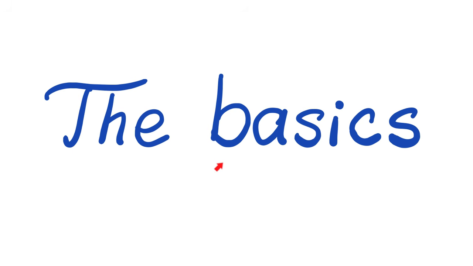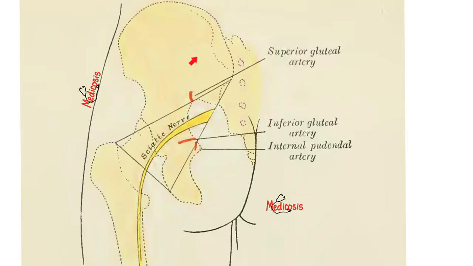First, the basics, the non-negotiables, the extremely fundamental facts that you cannot afford to make mistakes on. Look at this. This is a posterior view of the left buttock. This is the hip bone, this is the femur bone, this is the hip joint. This foramen right here is the greater sciatic foramen. Greater sciatic. What do you think the name of the nerve that passes through it will be called?